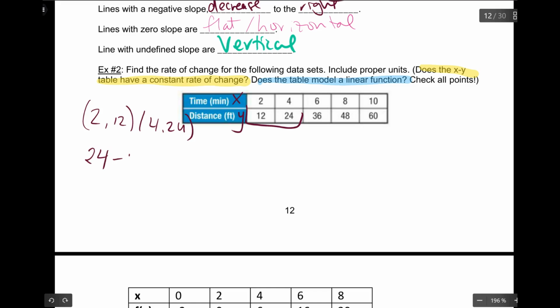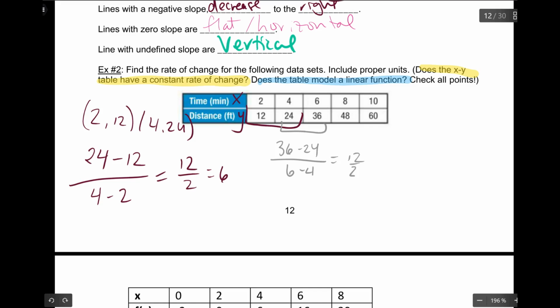So y2 minus y1, 24 minus 12, and then x2 minus x1. 24 minus 12 is 12. 4 minus 2 is 2. So it simplifies to 6. Let's make sure we have a constant rate of change. Between these two, 36 minus 24 over 6 minus 4. That's 12 over 2, so it's 6.